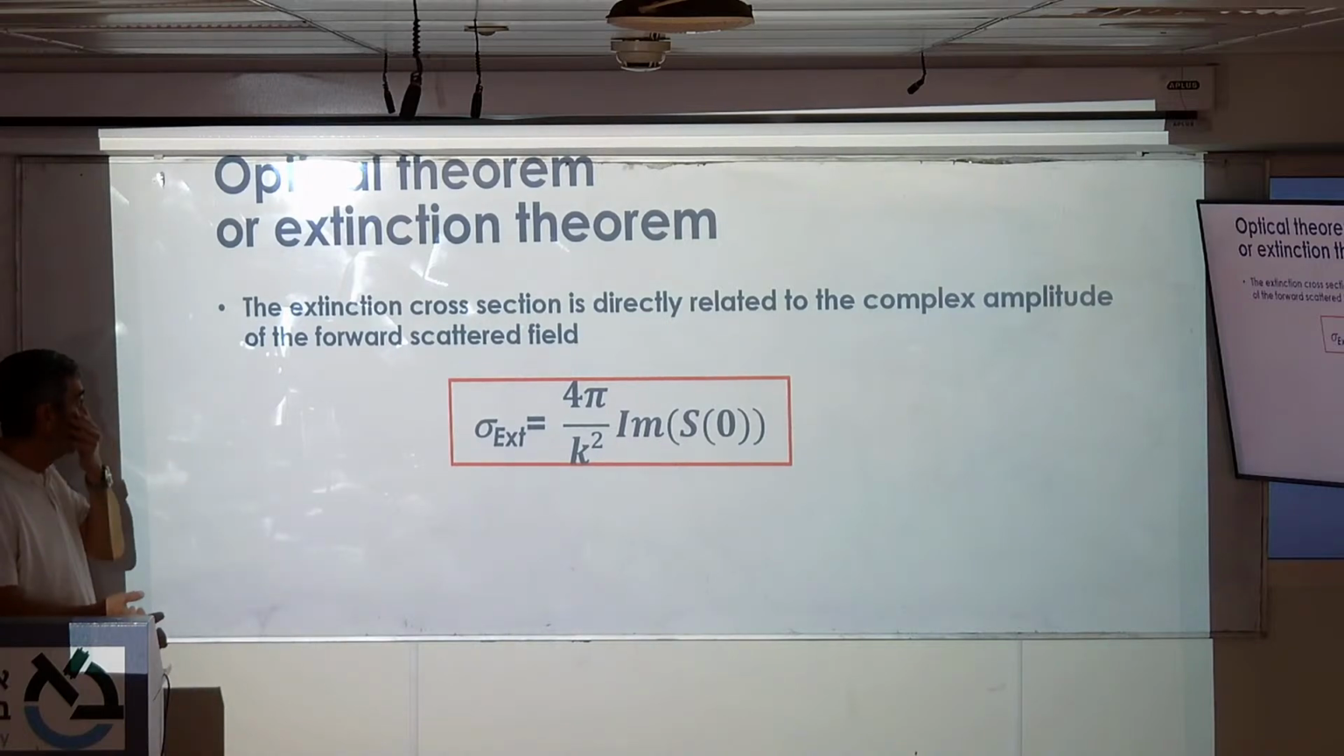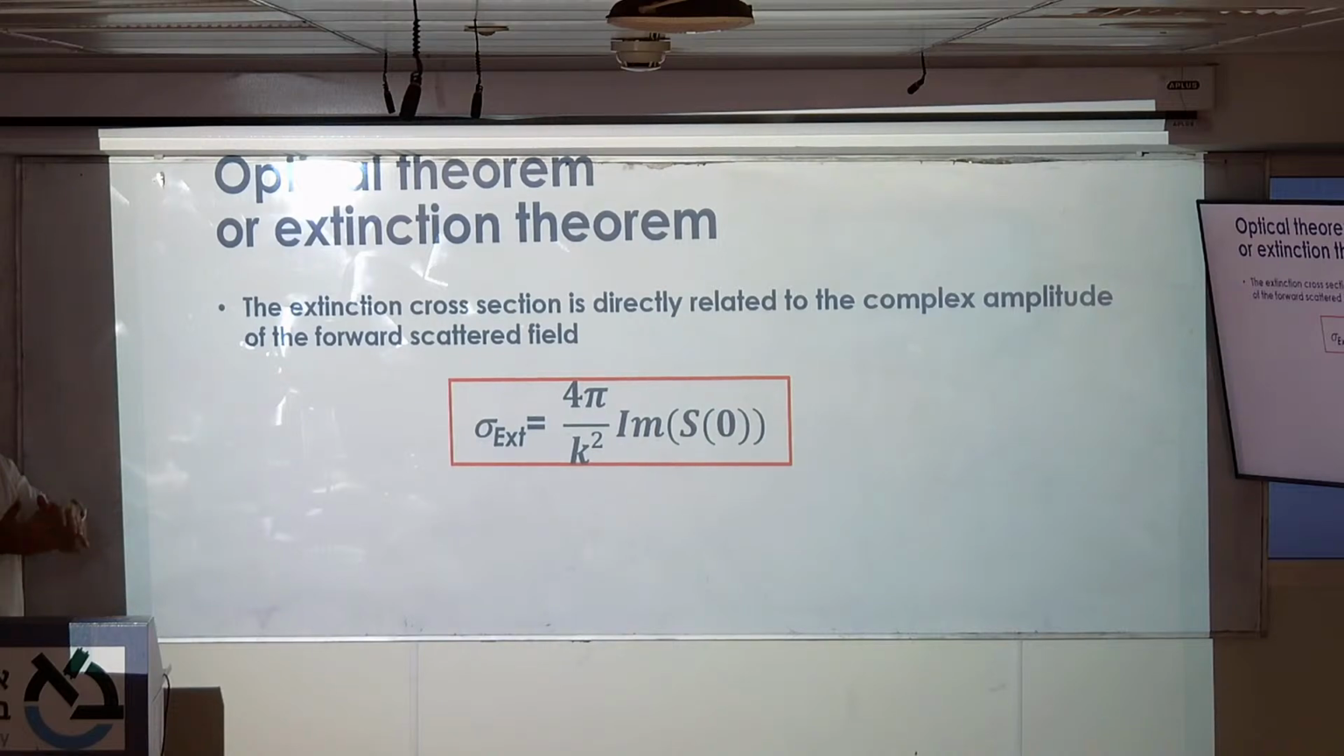So it's very important to understand what these things mean. It tells you that to have extinction, you need an interference between the incident wave and the wave that is scattered in the same direction. Imagine that they are in phase. That will give you a lot of scattering in the forward direction. Imagine that they are out of phase. Then you will have almost nothing scattered forward. Everything will be scattered in another direction. So it's very interesting to see that as an interference effect.